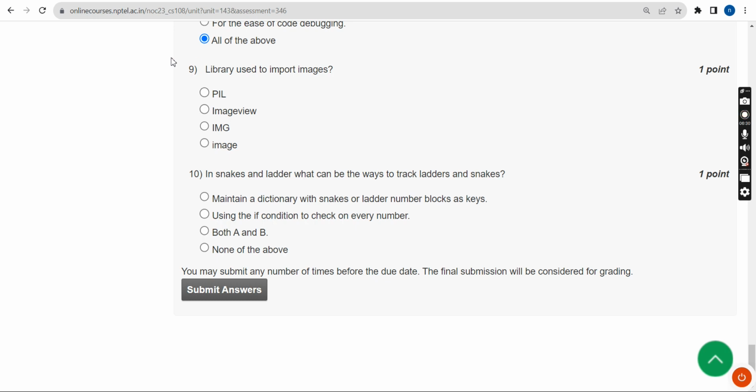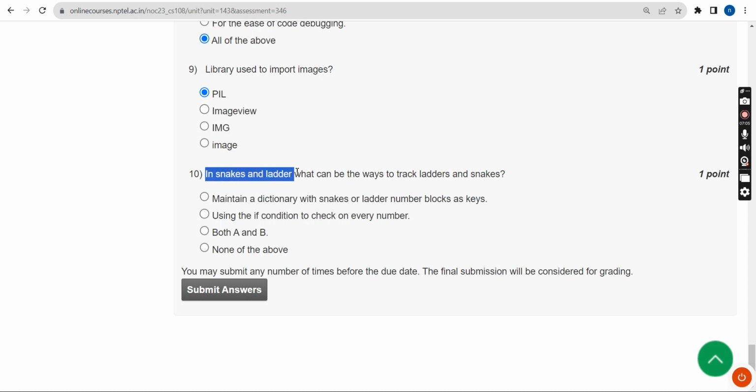Ninth one. Library used to import images. So what is that library? For ninth question, the correct answer is first option, PIL, Pillow Library. So mark first option. Now let's move on to the final question of the assignment, that is 10th question.